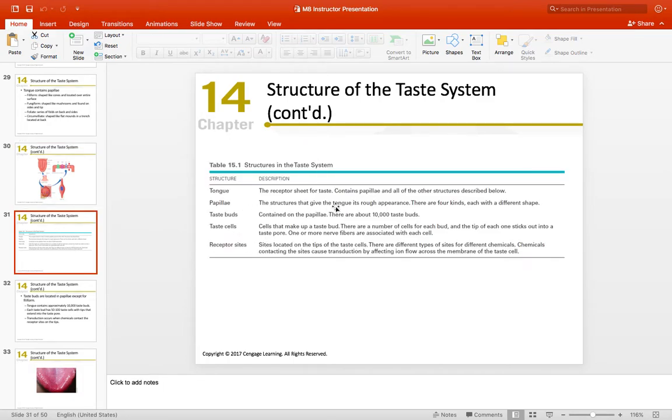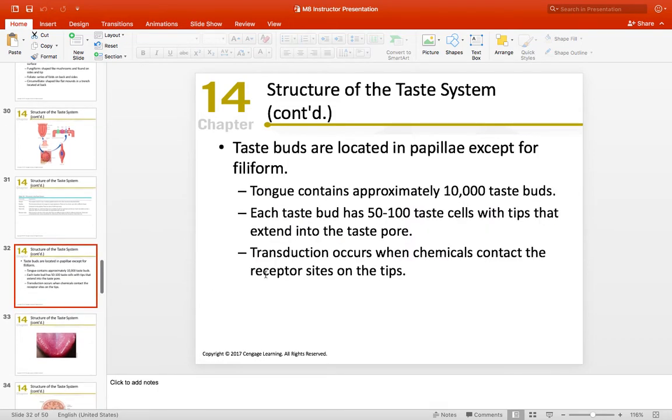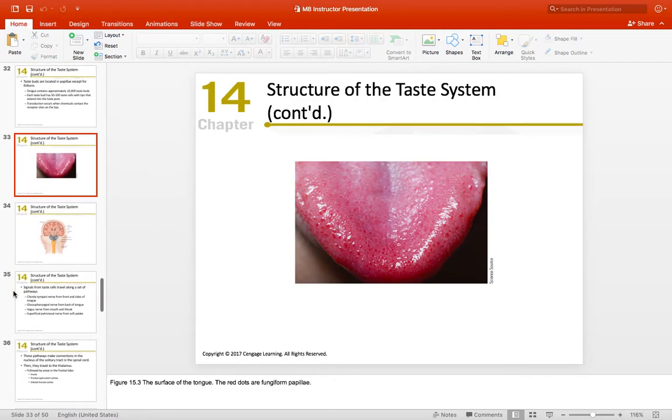So make sure you look through here. You can see some of this in your text. Taste cells, you can see here, are where the receptors are located, and that's where the transduction is occurring. Interesting, you can see some facts here. The tongue has about 10,000 taste buds. Once again, there's a nice close-up of the tongue with all the different taste cells. So make sure you go through and look at the anatomy.